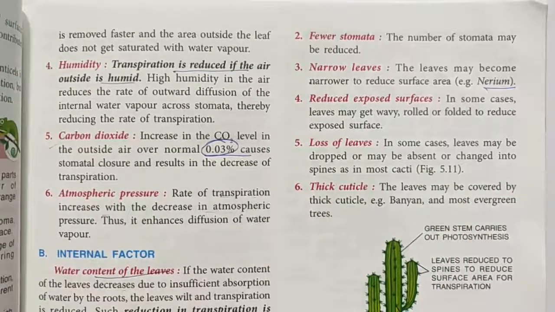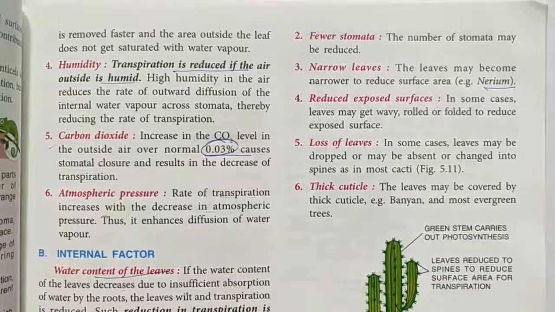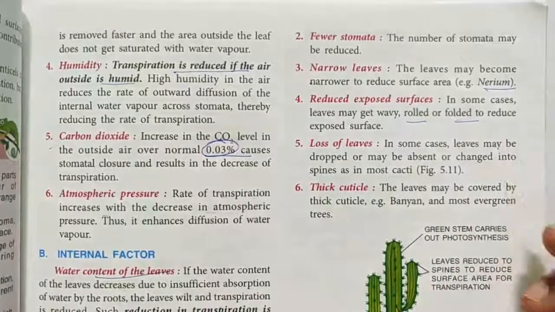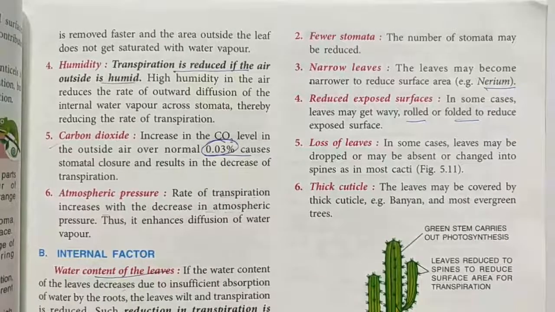Next, reduced exposed surface. Now, how can a plant reduce its surface area? They can reduce their surface area by rolling the leaf or folding the leaf, so that it can reduce the exposure of that portion to the sunlight. So, in this way, the rate of transpiration will go down.